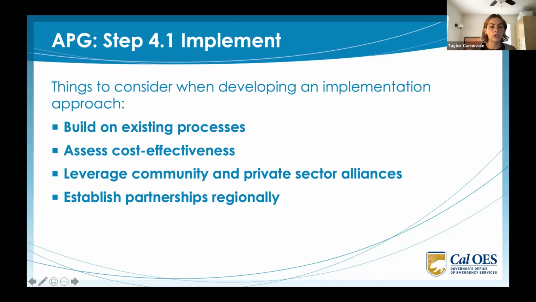The third is leverage community and private sector alliances. Aligning strategies with local community groups and private sector entities is a good way to ensure ongoing effectiveness. It's also a way to limit cost burden by delegating aspects of implementation to an external entity. And then the fourth is establishing partnerships regionally. So geographic boundaries should not constrain adaptive actions, and some adaptive actions require regional collaboration. One of our speakers today will touch directly on this aspect of the implementation approach.